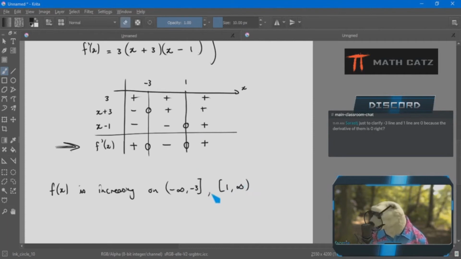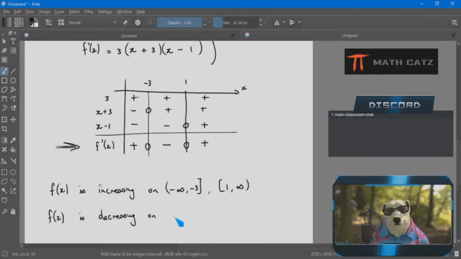Now officially, when you merge these two, it's by a union symbol. But if you've never seen that before and it makes you uncomfortable, I just need you to list all the intervals. Doesn't matter. And then my function is decreasing. There's still some new things happening here. Let me know if you have any questions.